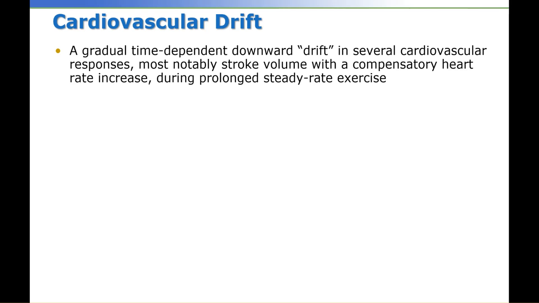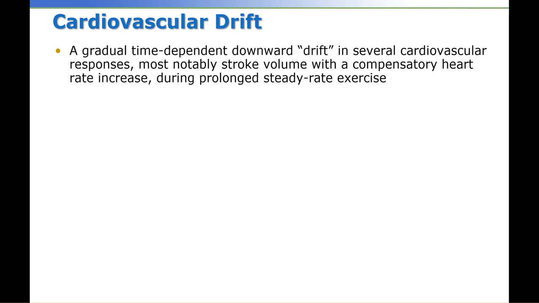Cardiovascular drift: a gradual time-dependent downward drift in several cardiovascular responses, most notably stroke volume, with a compensatory heart rate increase during prolonged steady rate exercise.